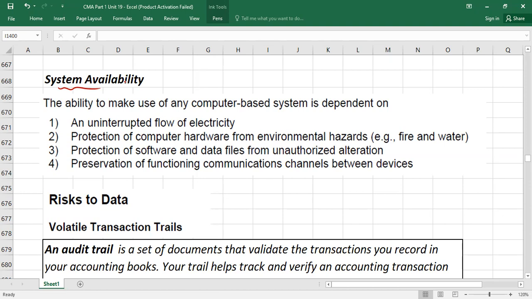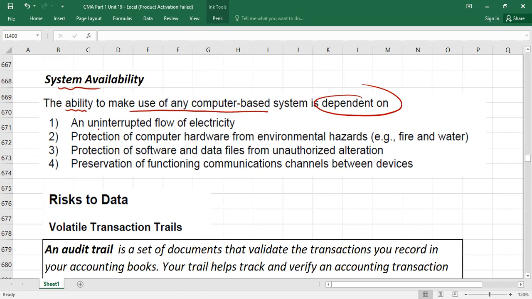For example, if you are applying a system within your business, maybe you have a power failure issue, maybe you have an environmental hazards issue like fire and water or humidity, maybe you have an unauthorized access issue. So system availability means whenever it is required, the system should respond, our system must be available for use. So the ability to make use of any computer based system is dependent upon what you do to ensure that the system is available whenever it is required.